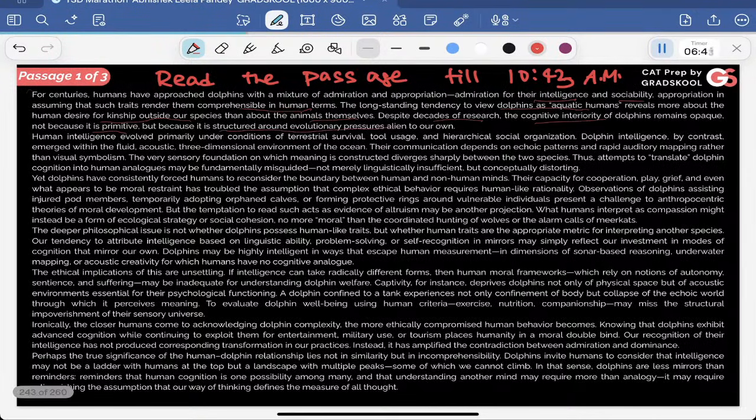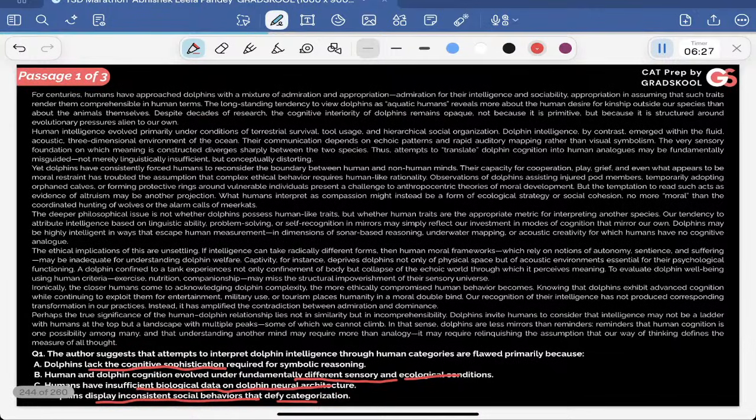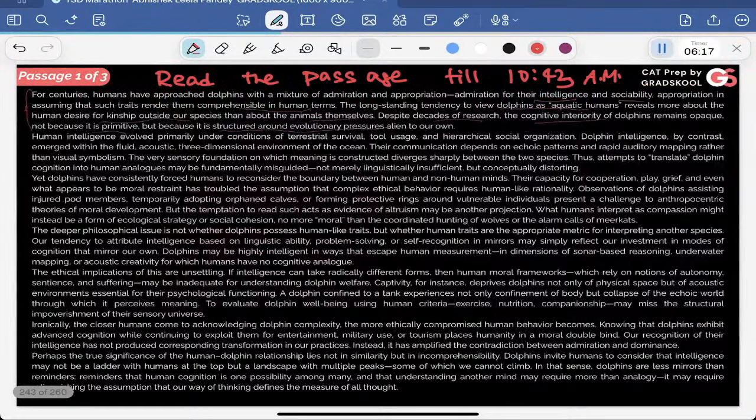I think this answers the first question. Evolutionary pressures alien to our own. That means humans and dolphins have gone through different kinds of evolutionary pressures, which means the answer to the first question can be the second option. So, in my mind, I'm thinking the second can be true. Do you understand that? Let me read the further paragraphs.